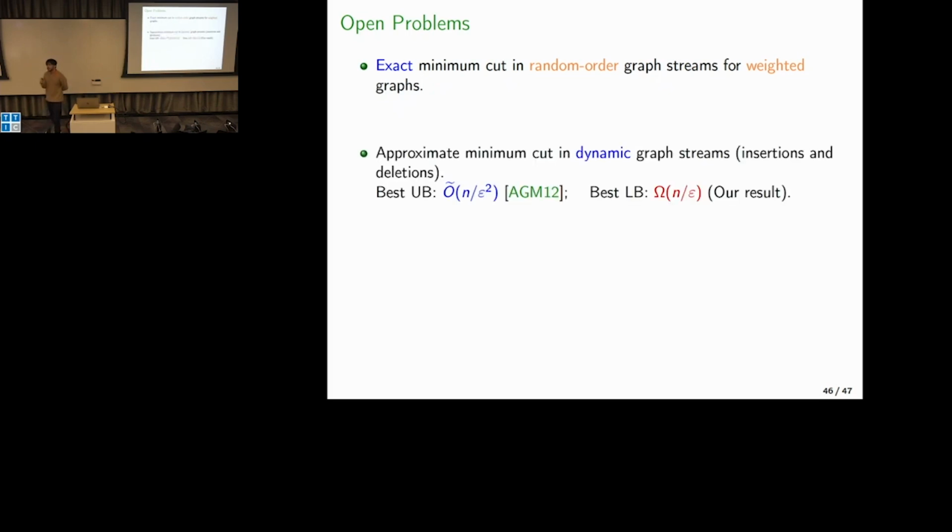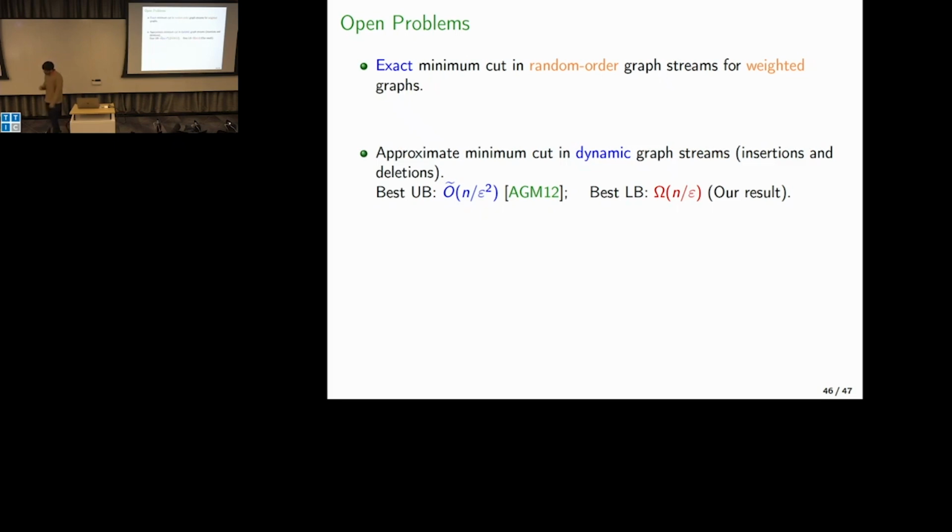Another very interesting question is what happens if the stream becomes insertions and deletions, right? So I'm allowing you to delete edges. Now what can you do for min cut? It turns out you can still store a cut sparsifier in O tilde of n over epsilon squared space. This is Ahn, Guha and McGregor. And our result shows that, okay, you can't do better than n over epsilon. So what is the right answer between these two?